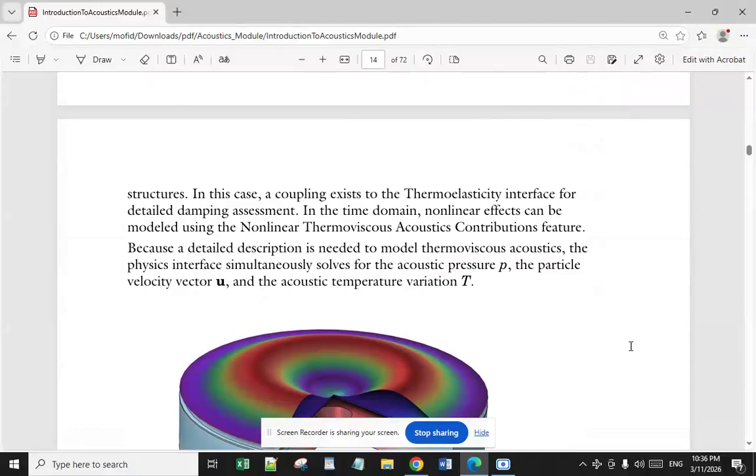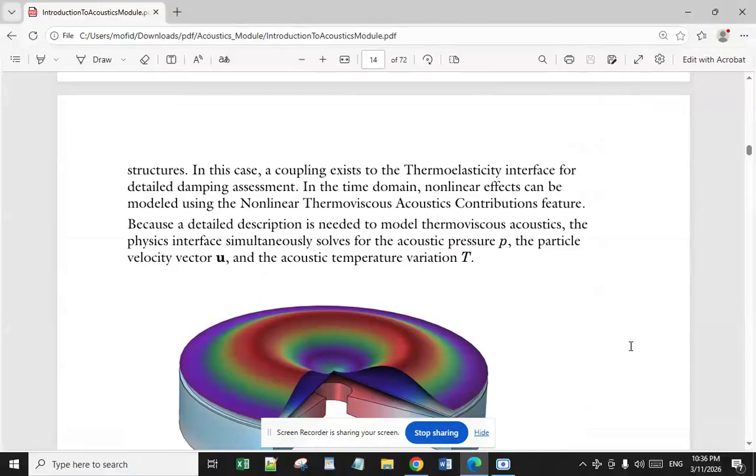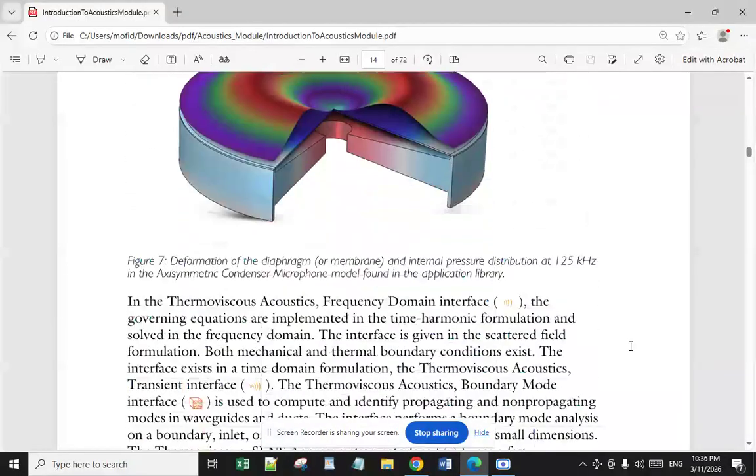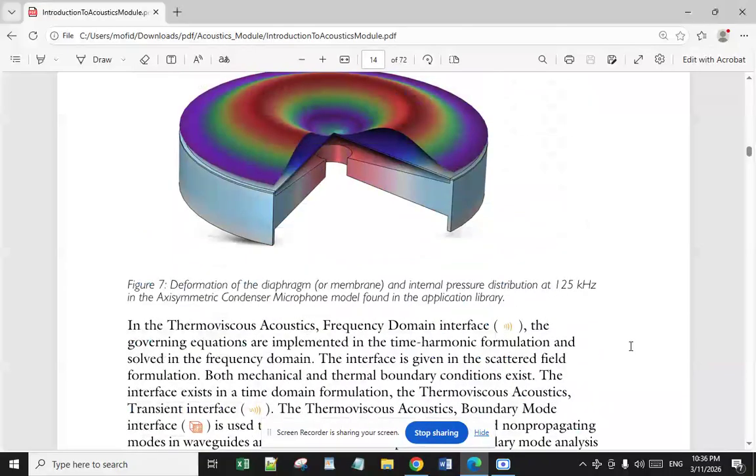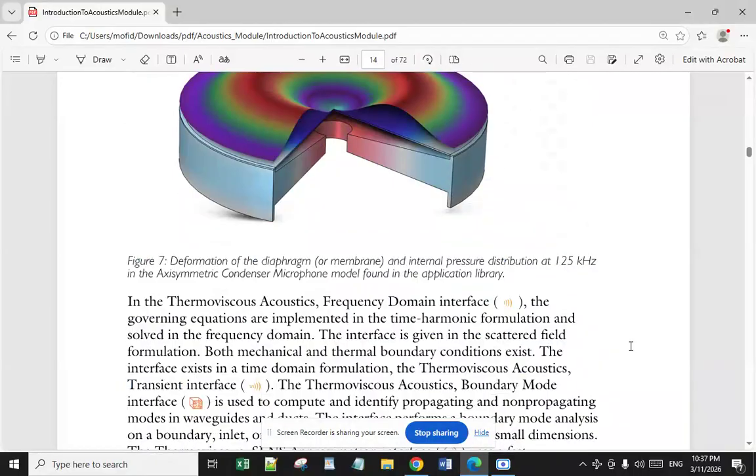Because a detailed description is needed to model thermoviscous acoustics, the physics interface simultaneously solves for the acoustic pressure p, the particle velocity vector u, and the acoustic temperature variation T. Figure 7 shows the deformation of the diaphragm or membrane and the internal pressure distribution at 125 kHz in the axisymmetric condenser microphone model found in the Application Library.